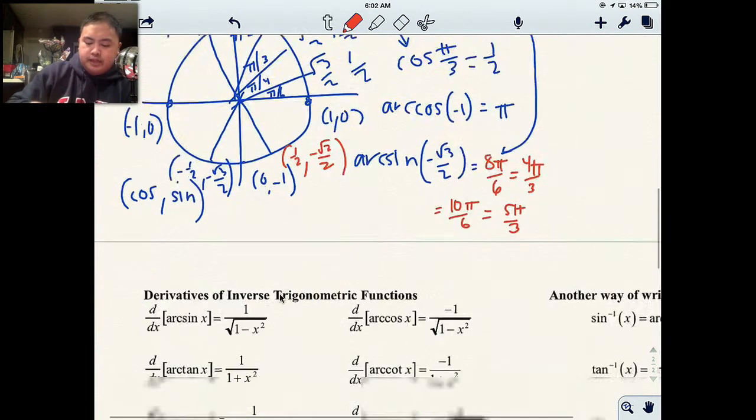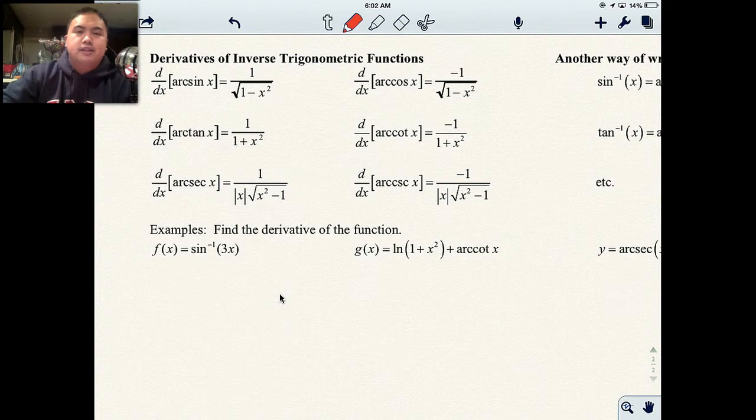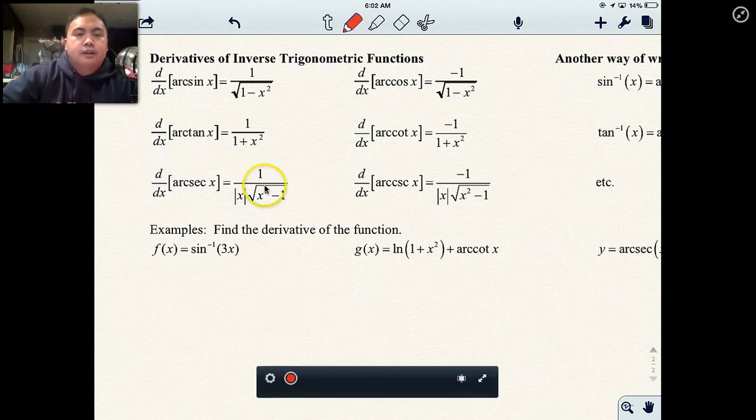Now, if you go to the next page, here are the formulas you need to know. So the most difficult part about this section is that you need to memorize these functions. You may notice that there is a pattern. The derivative of arc sine, the derivative of sine inverse, is 1 over radical 1 minus x squared. The derivative of cosine is the exact same thing, except there's a minus here. So if you look at these two closely, it's the same thing, except there's a minus.